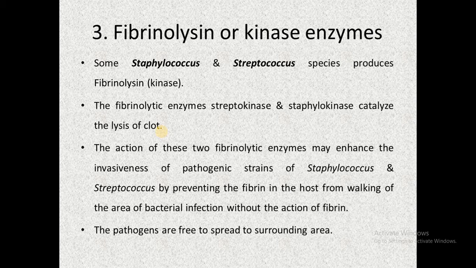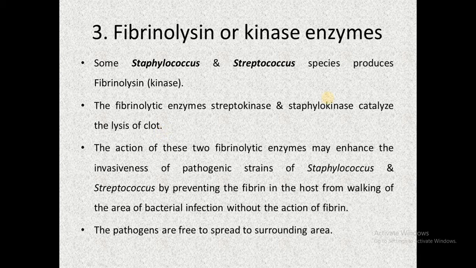When a microorganism enters our body, our immune system captures the microorganisms by forming a clot. So the microorganism, to escape from the clot, produces these fibrinolytic enzymes and breaks the clot. The clot occurs around the microorganism, and it will escape and enter into our body.